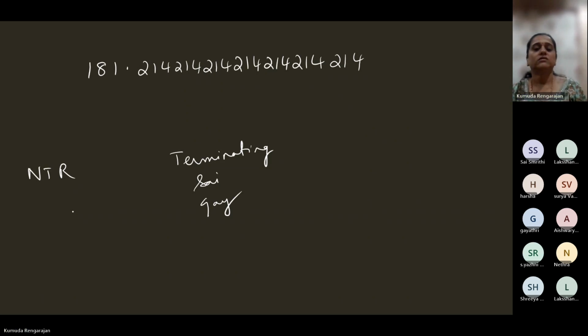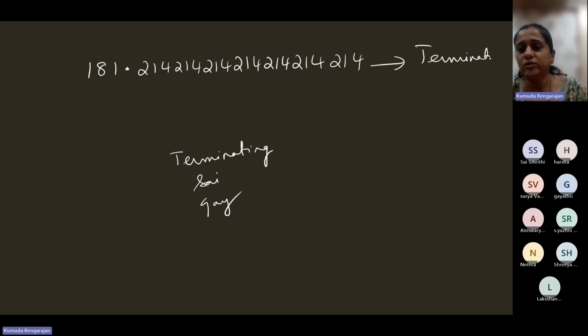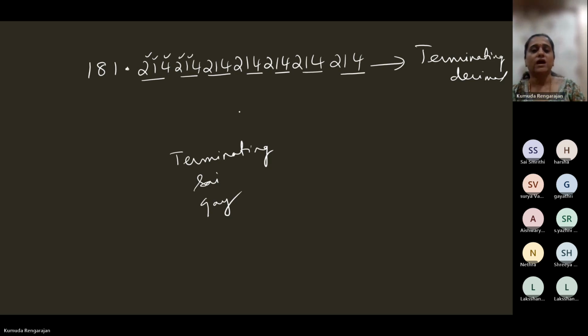All right. Now, when we observe this decimal expansion, you see that it comes to an end here. You don't find 214 again after this. It ends there because you don't see the dots. So this one is clearly a terminating decimal because it stops here. That's all. 3, 6, 9, 12, 15, 18, 21. After the decimal point, there are 21 digits. It ends there.